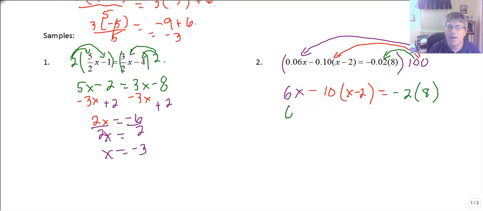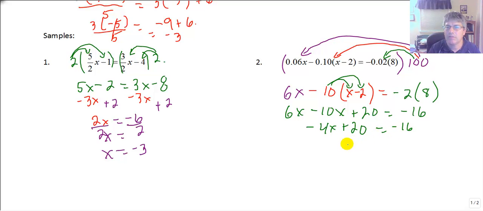So we'll simplify. We get 6x minus 10x. I'm going to distribute the negative 10 plus 20 equals negative 16. Combine my x's, I get negative 4x plus 20 equals negative 16. I will subtract 20 from both sides. Get negative 4x equals negative 36. Divide by negative 4, and x equals 9.